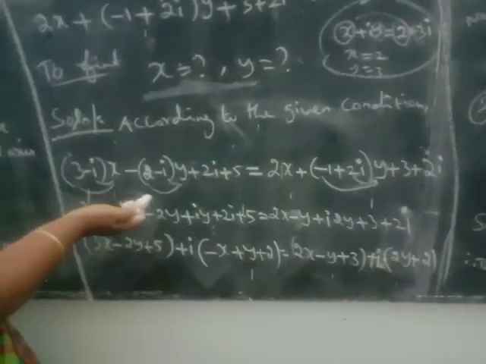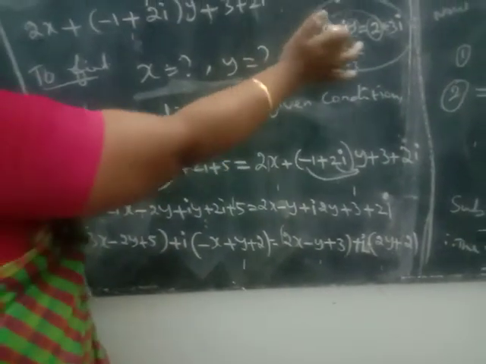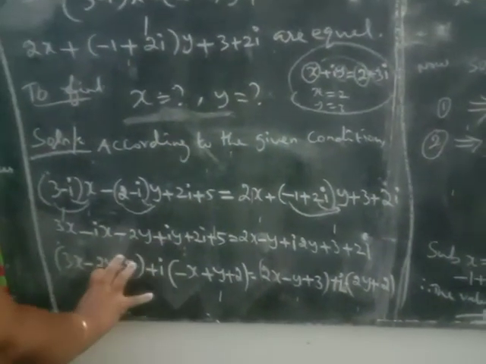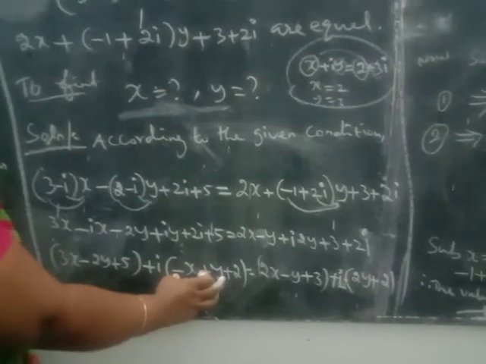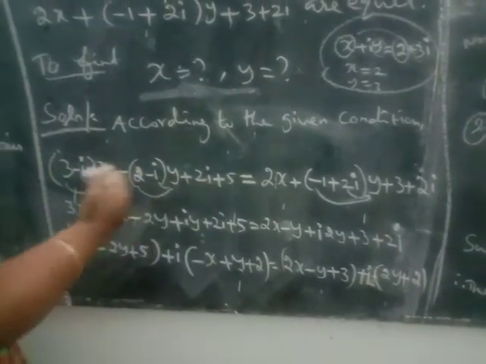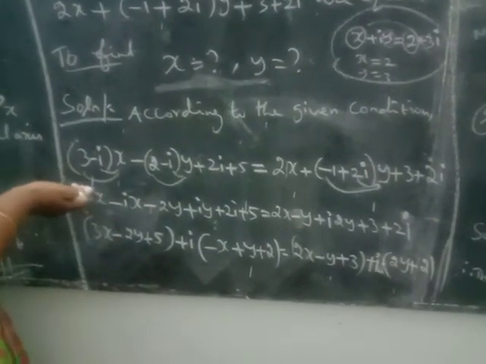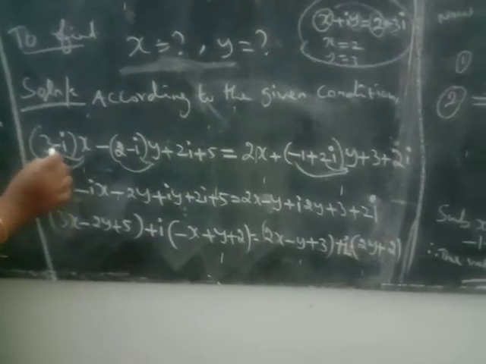But here it is not like that. So first we have to write it in x plus iy form. That means one real part plus one imaginary part. Before that we have to simplify this. Okay. How can we simplify this? It's nothing but ordinary addition and multiplication, isn't it? Okay. Now just multiply this.